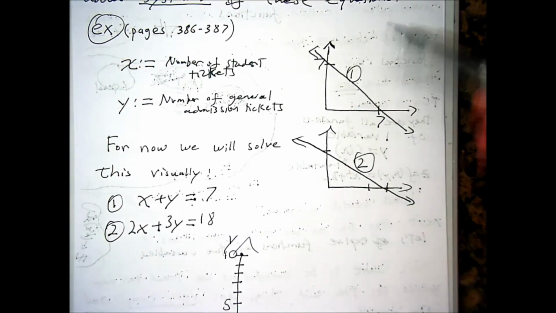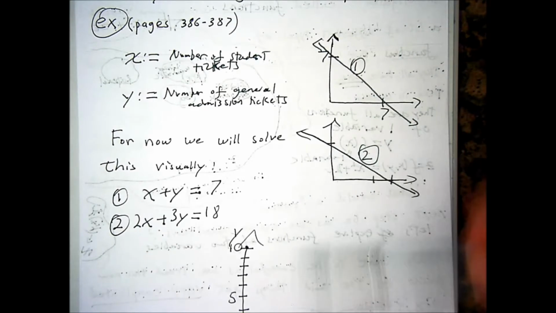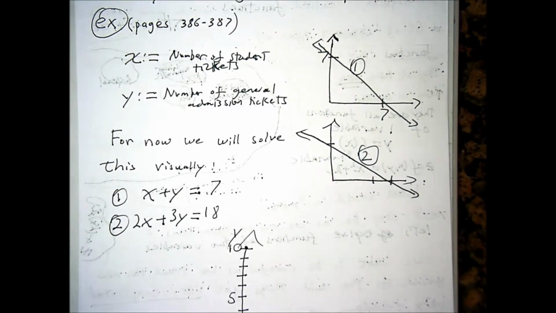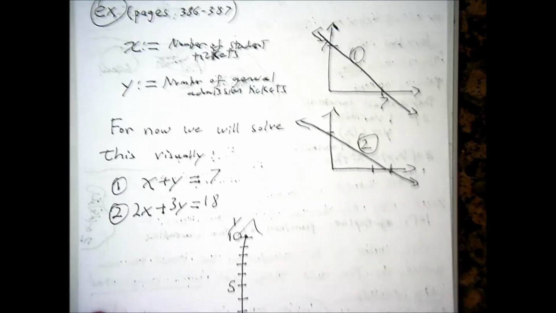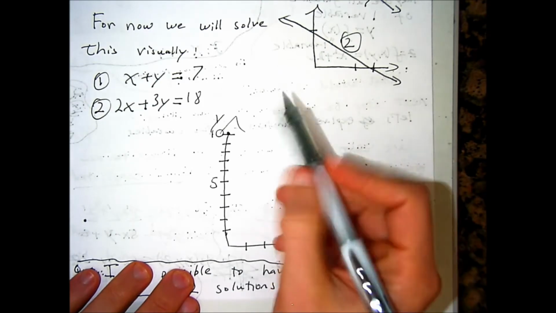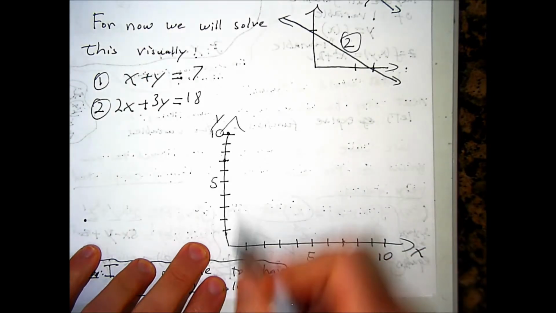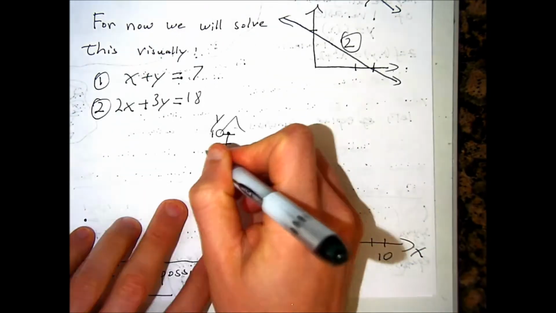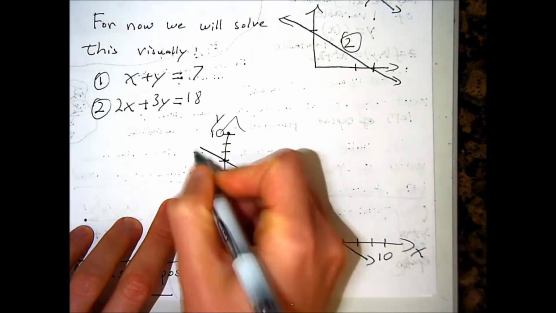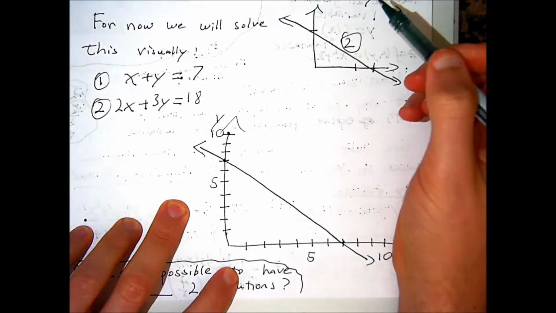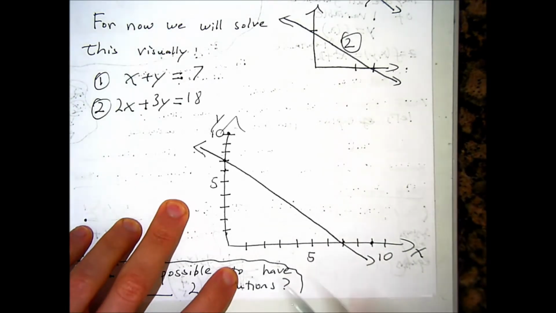Since both of these things are true at the same time, I can draw these two on the same graph and see where they overlap, and that point that they overlap is the point at which both of these are true at the same time. So that will be our solution. So again, 0, 7 and 7, 0 give me my first graph. And then 0, 6 and 9, 0 give me my second graph.